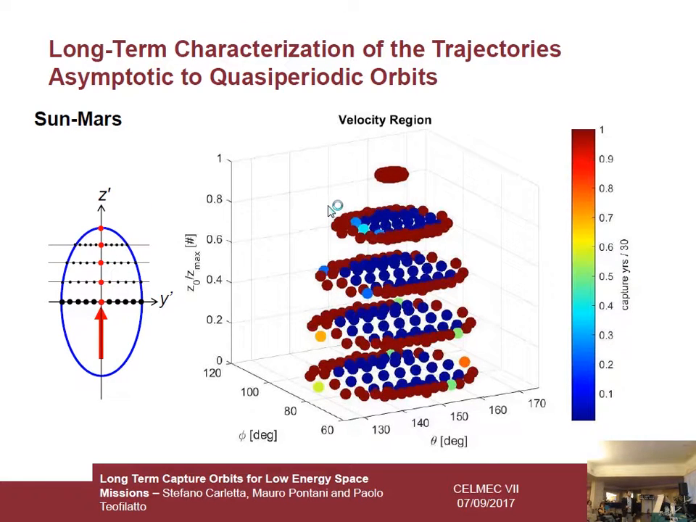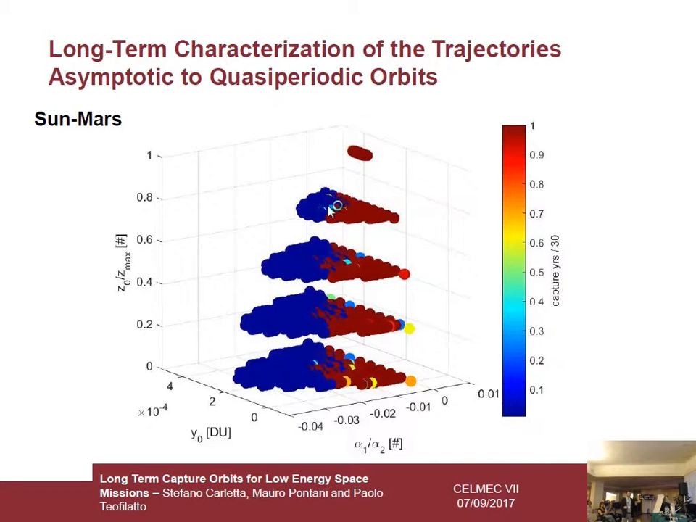So if we look at the center in the end, we can see that captures at the center of the cylinder, for any given value of z excluding zeta equal zeta max, are concentrated, more probable in the outer region, so for the limiting values of theta and phi. This is a representation in space, and we want to introduce this parameter here, that is alpha 1 over alpha 2, remembering that alpha 1 and 2 were the two coefficients multiplying the aperiodic terms in the linearized model.